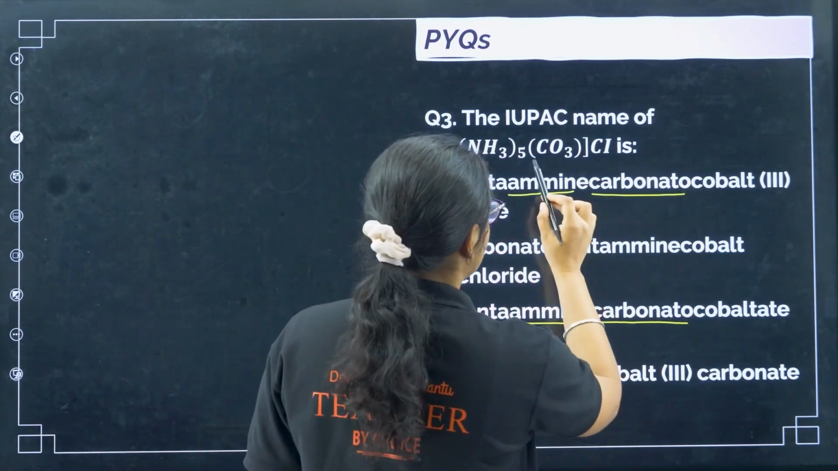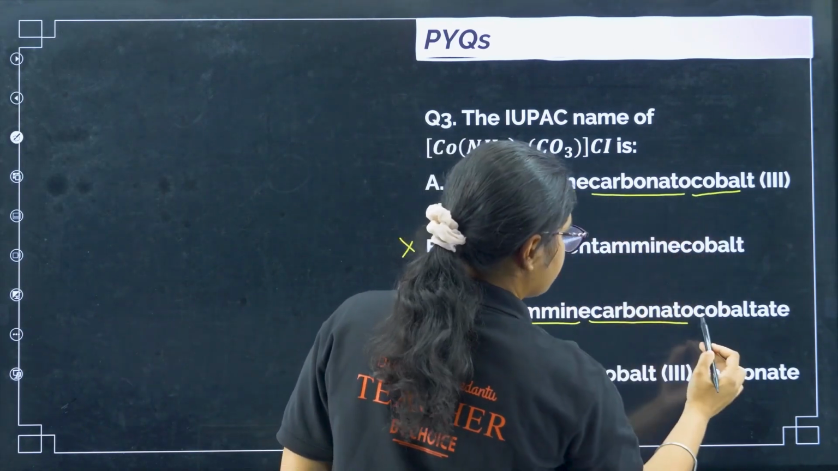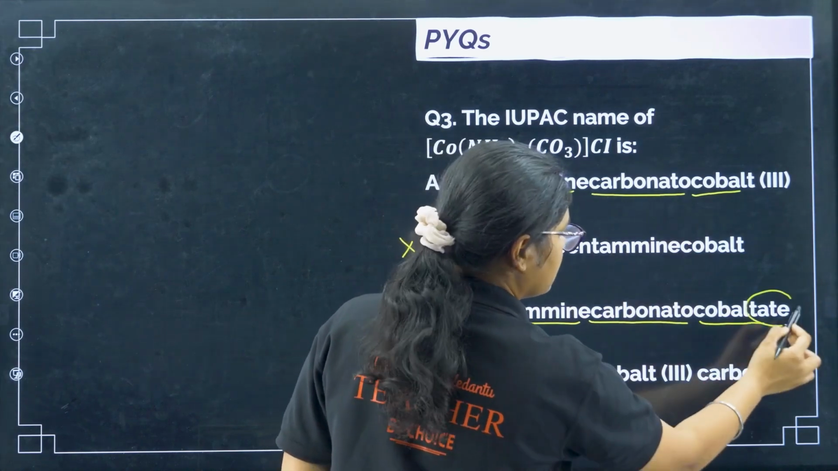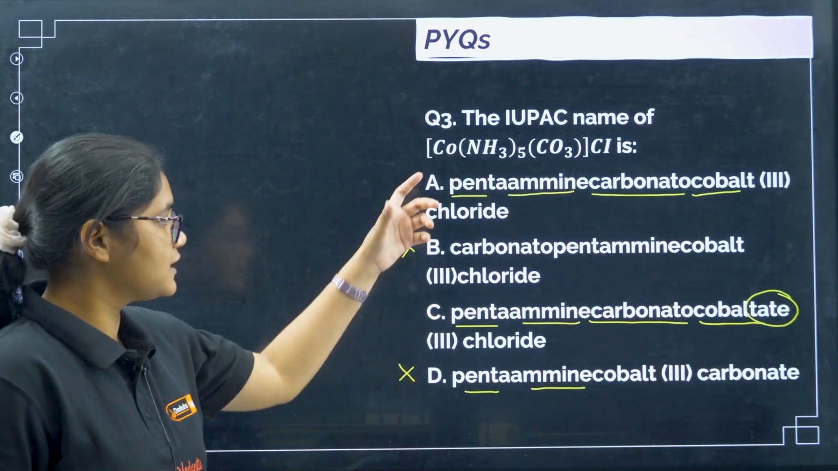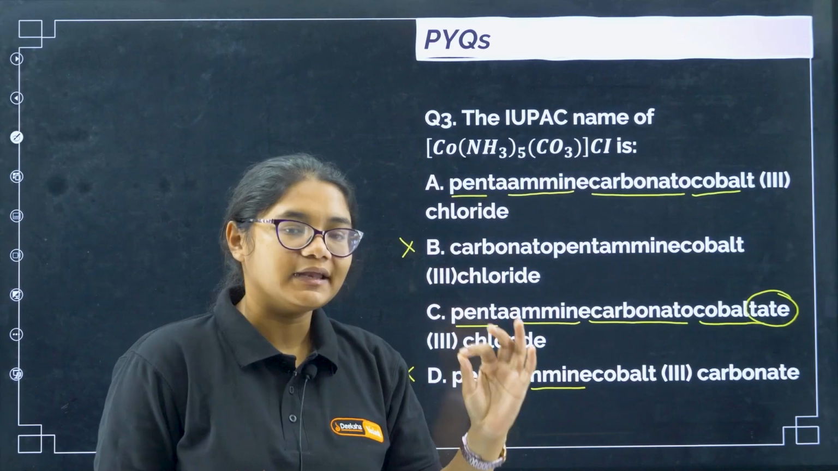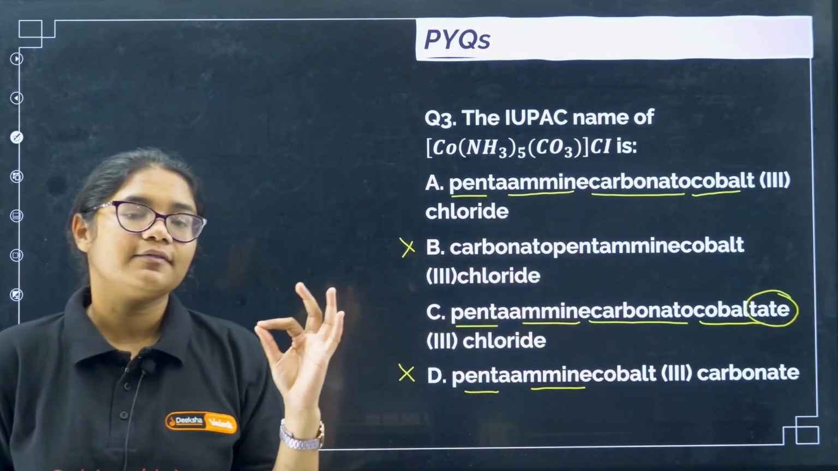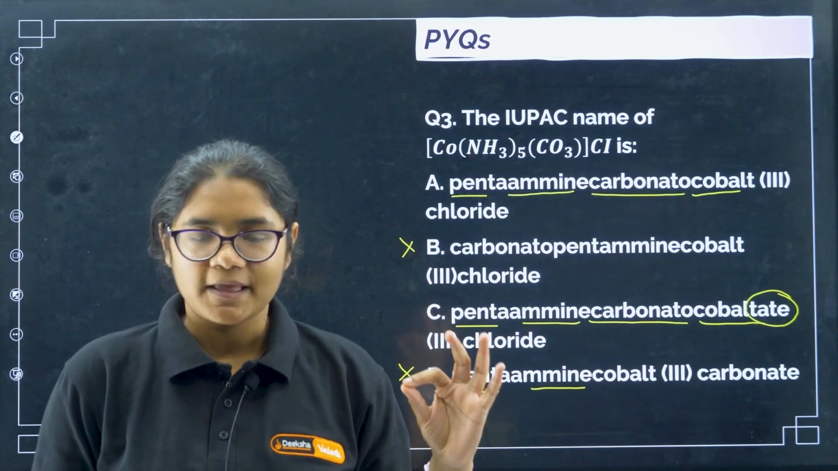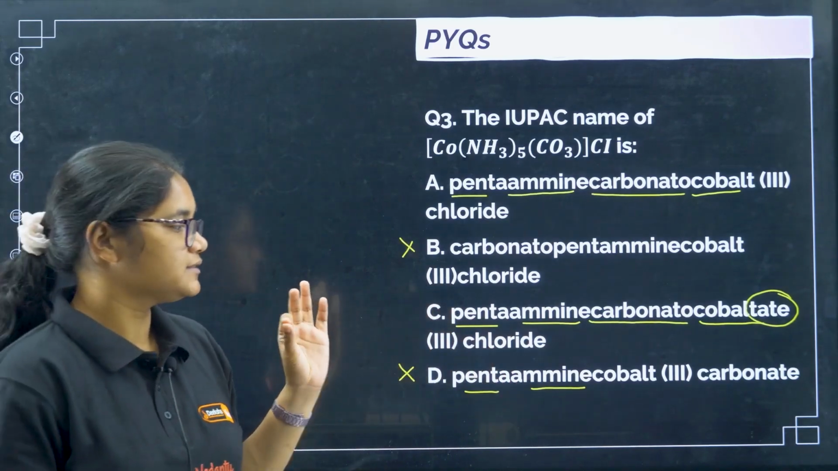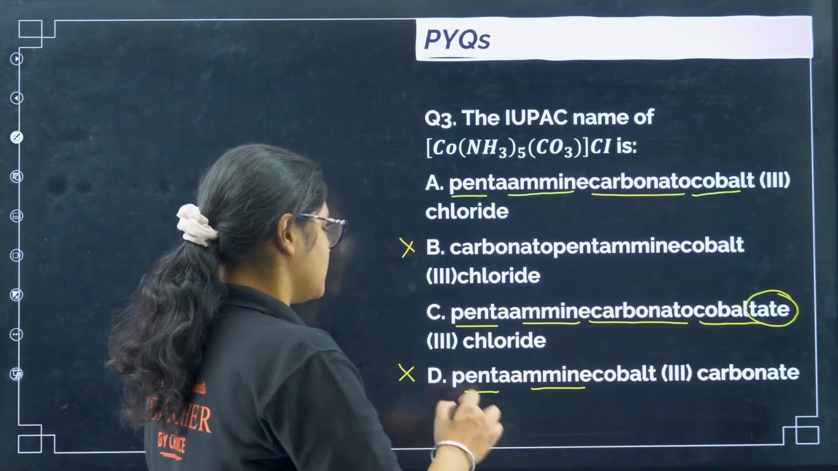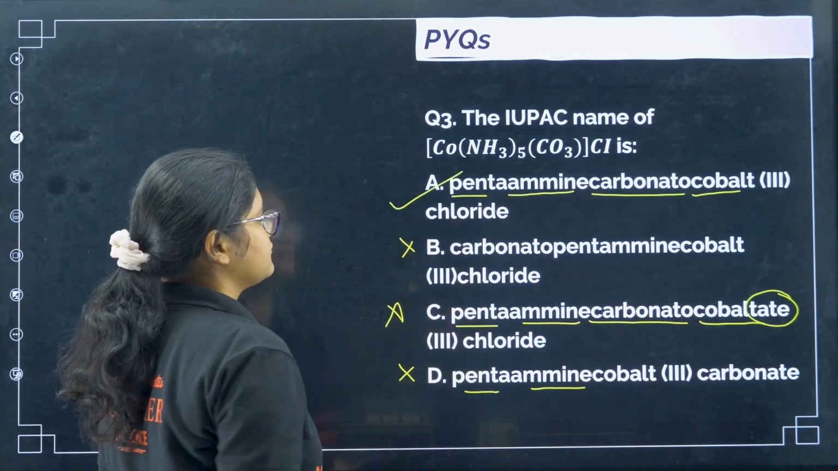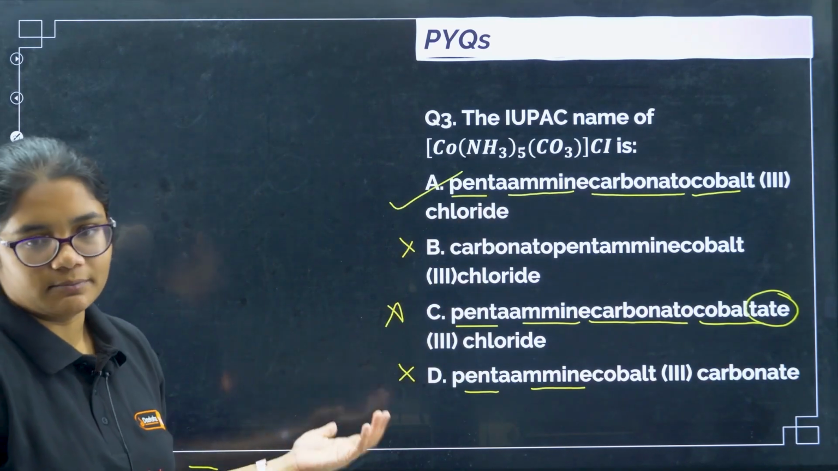Next after that cobalt will come, right? After that cobaltate has been written here. So you should know that if it is a cationic complex, the name does not end with ATE. If it is an anionic complex, then the name will end with ATE. Here since it is a cationic complex, no ATE will be there, so this option is also wrong. The correct answer for this question will be option number A.